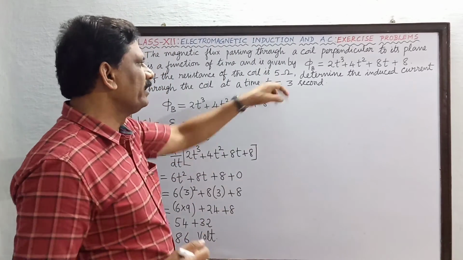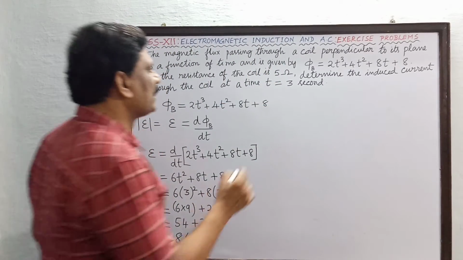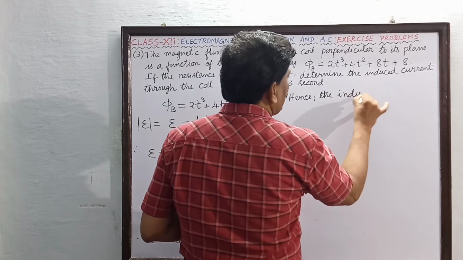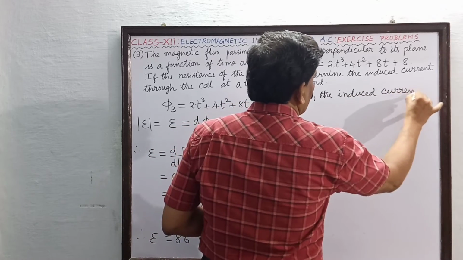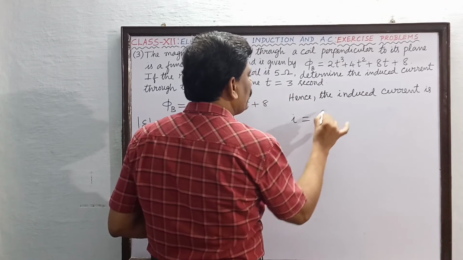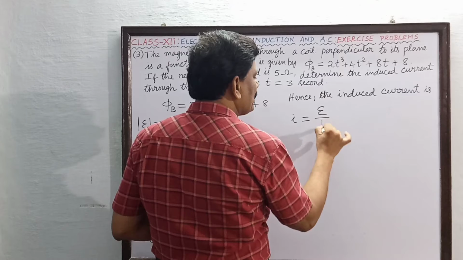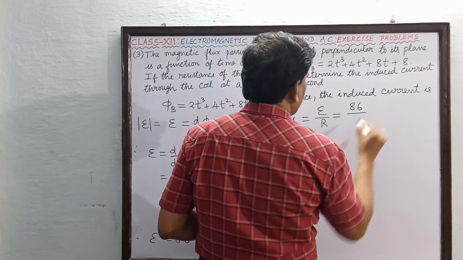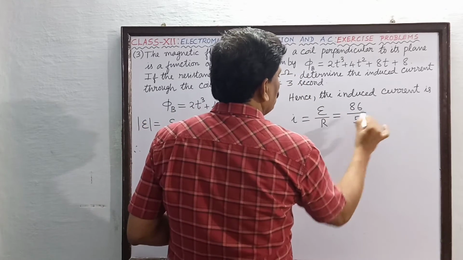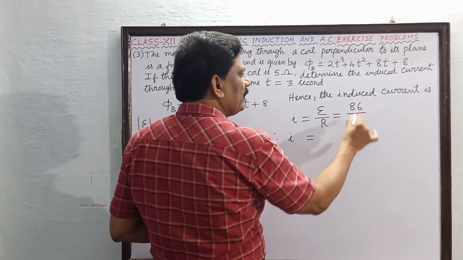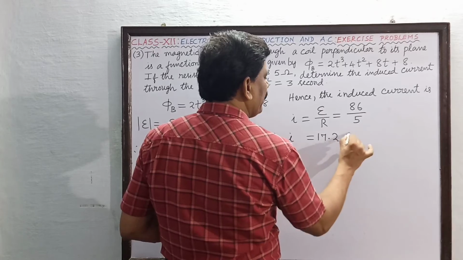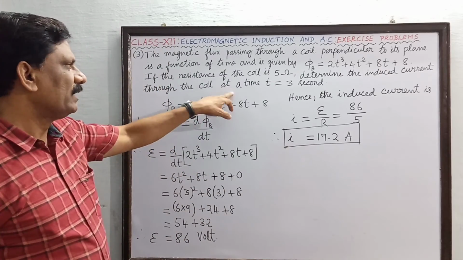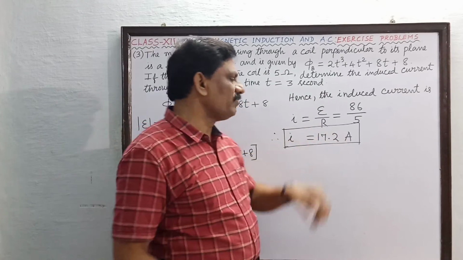Now if the resistance of the coil is 5 ohm, how do we determine the induced current? Hence the induced current can be found from Ohm's law. The induced current is given by I is equal to EMF divided by resistance R. So this is equal to 86 divided by the resistance, which is 5 ohm. So I is equal to 17.2 ampere. So this is the required answer. At a time t equal to 3 seconds, the current induced in the coil is found to be 17.2 ampere.